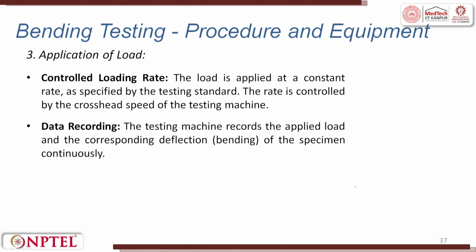Application of load is the next step. Controlled loading rate: the load is applied at a constant rate specified by the testing standard. The rate is controlled by the cross-head speed of the testing machine. Generally, it is a universal testing machine that is used here. The testing machine records the applied load and corresponding deflection, that is bending of the specimen, continuously.